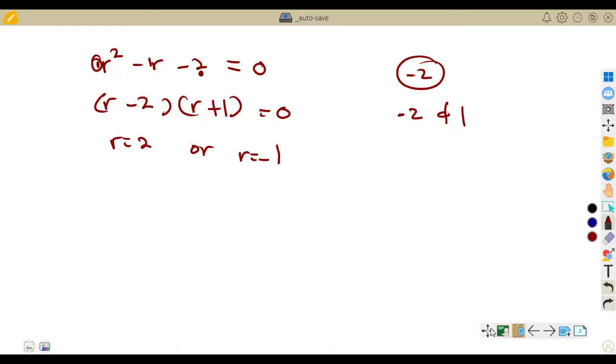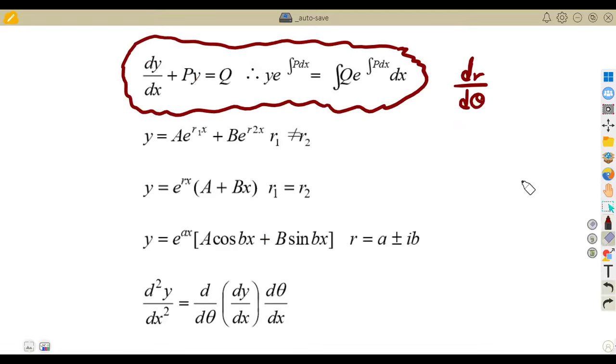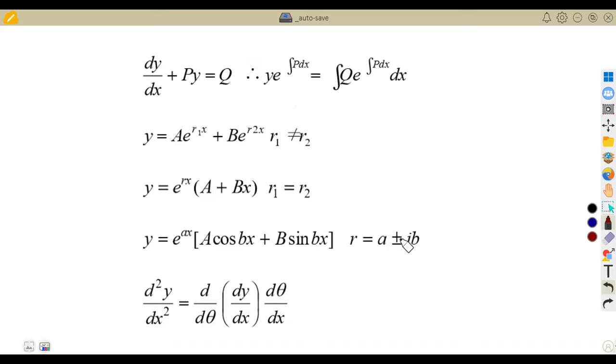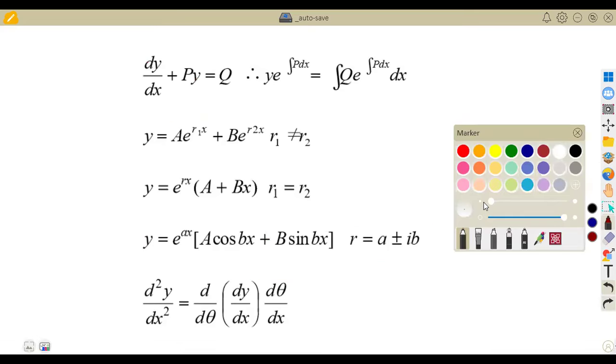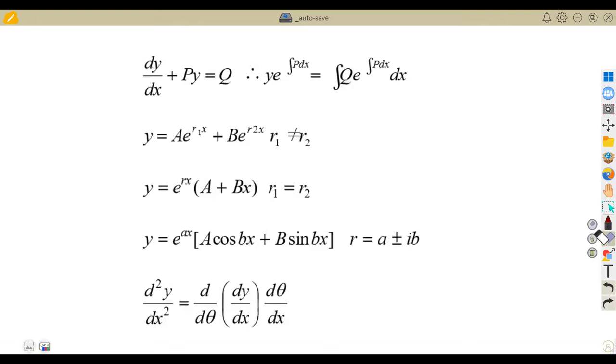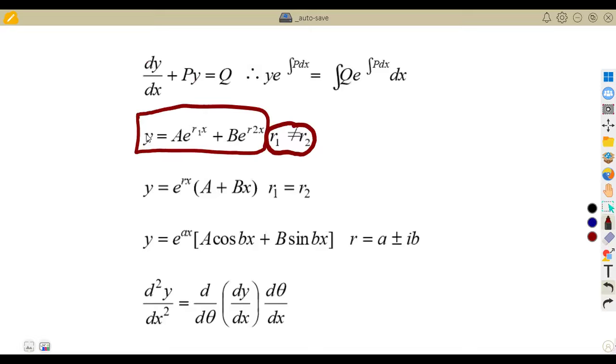So you go back to the formula sheet. They presented everything that you need in terms of the solutions. It gives us a condition for when these solutions are the same or not. On that condition, they are not the same. We take this condition, R1 is not equal to R2, so we are going to use this simplification to write our complementary function. If R1 and R2 were equal, you're going to use this one.